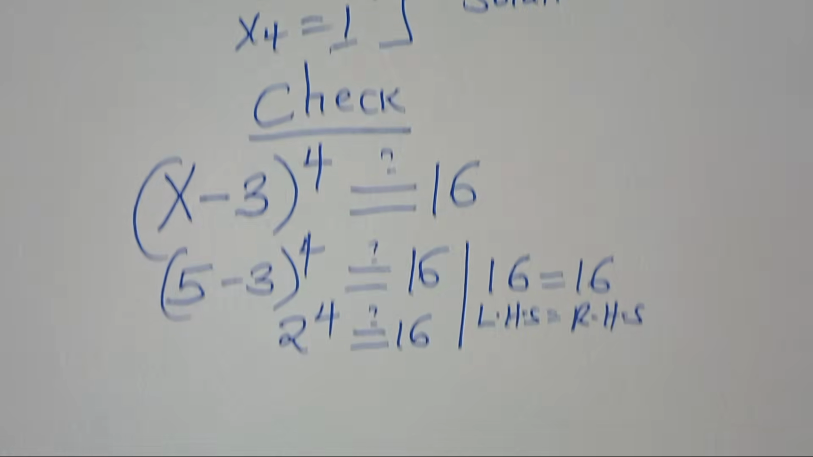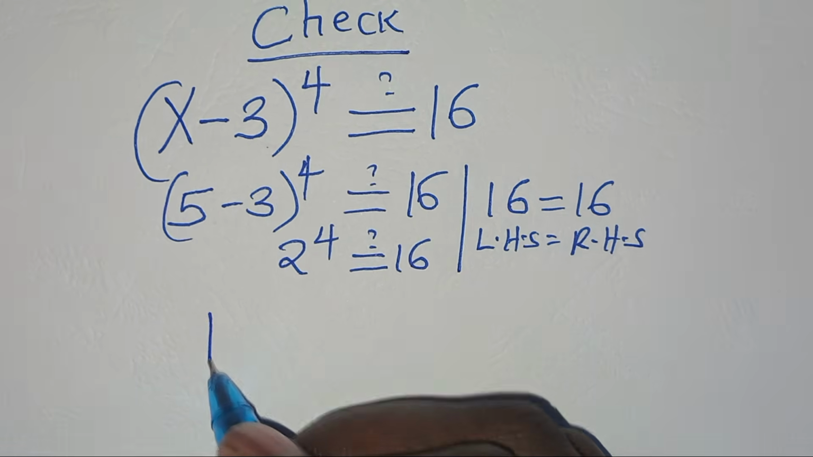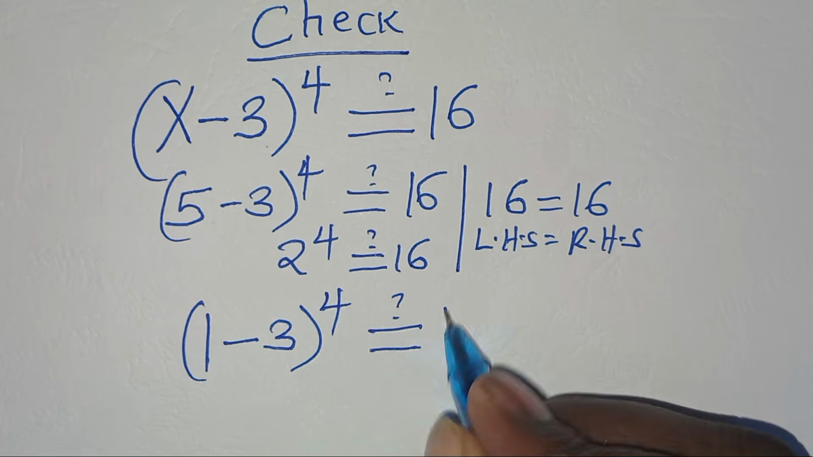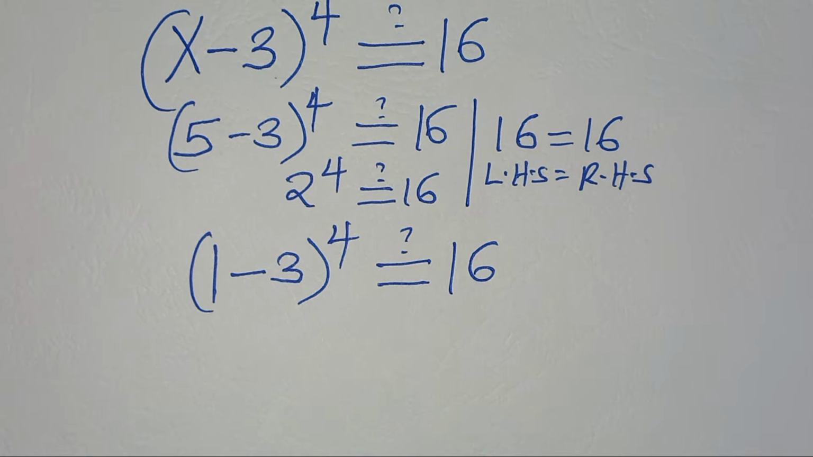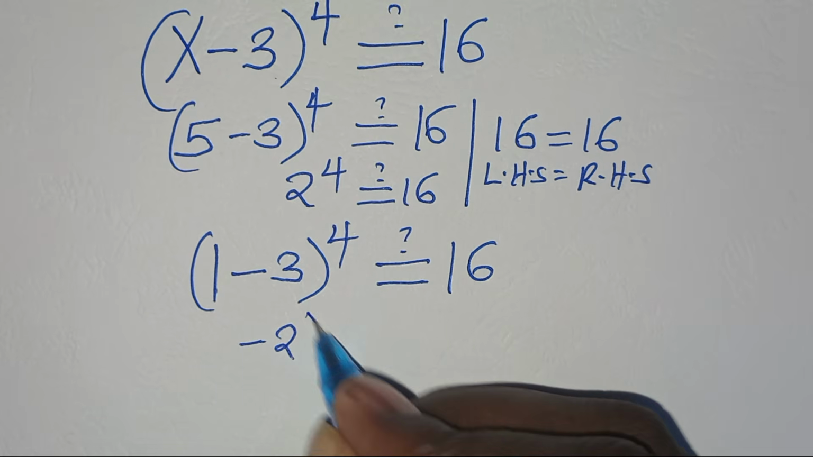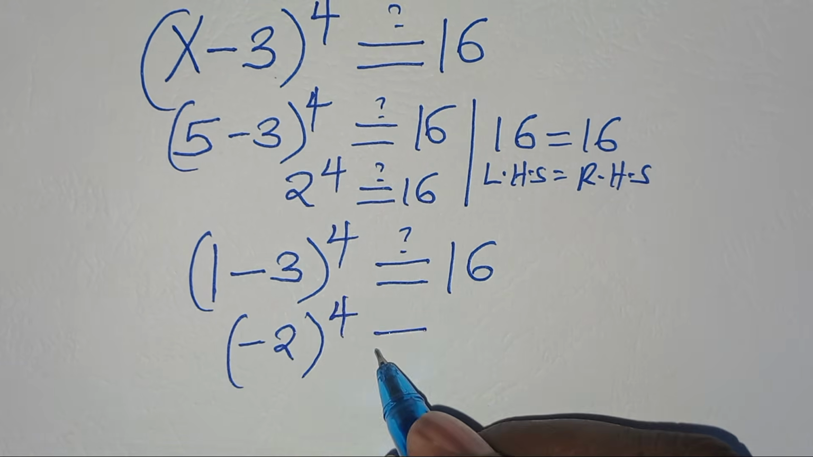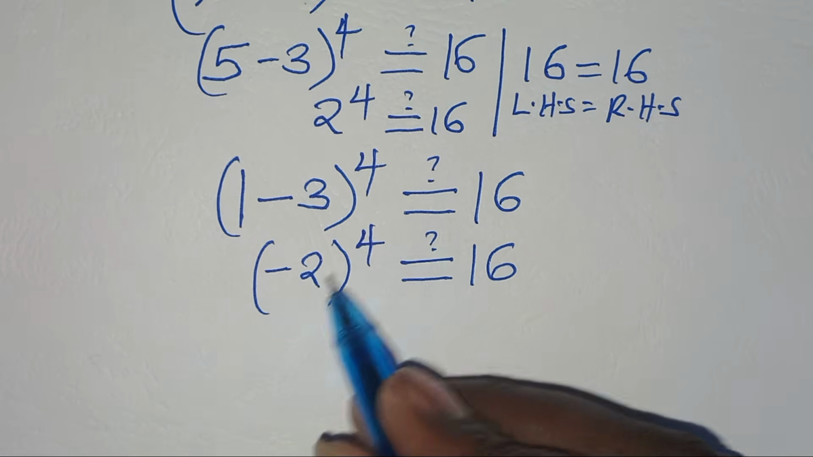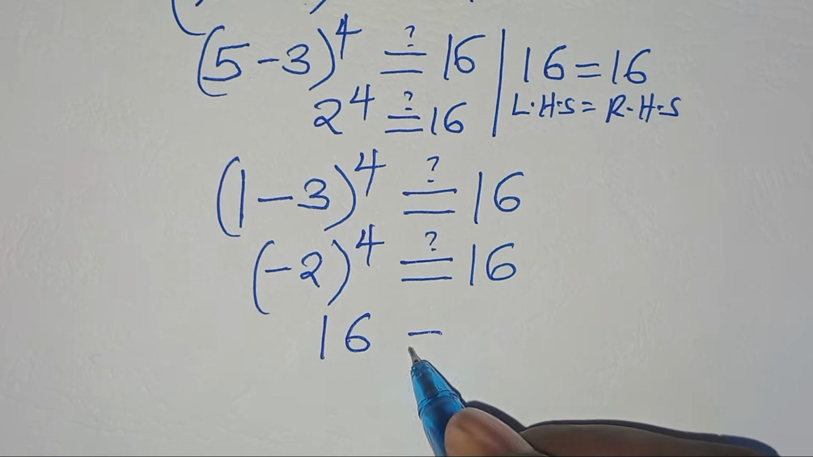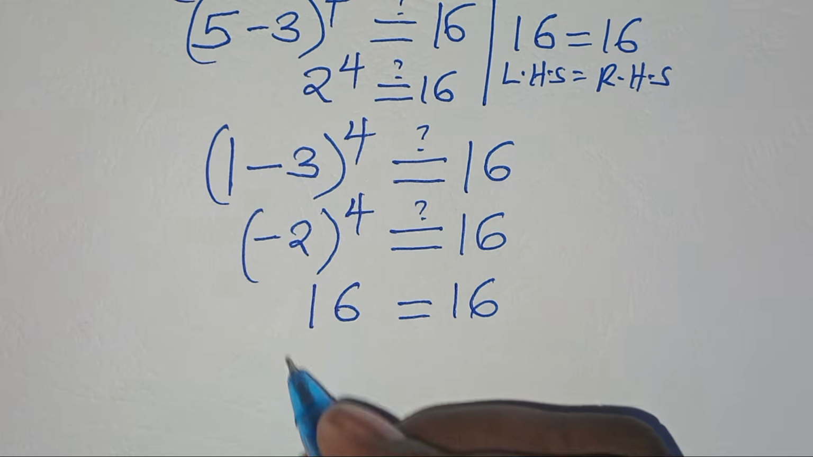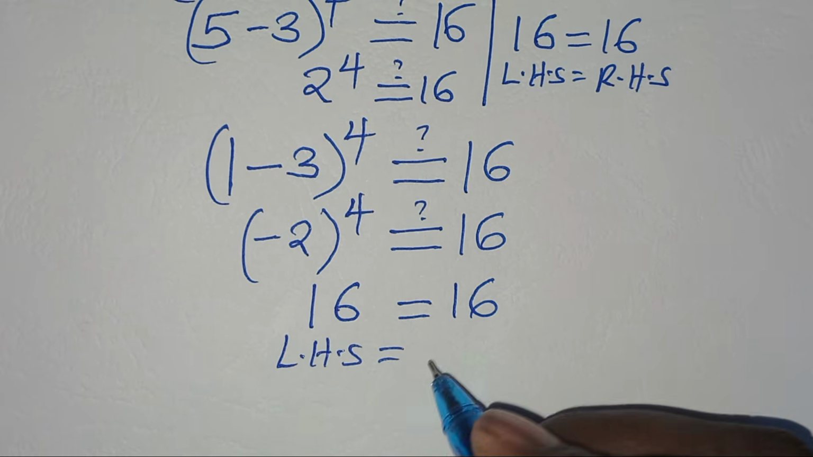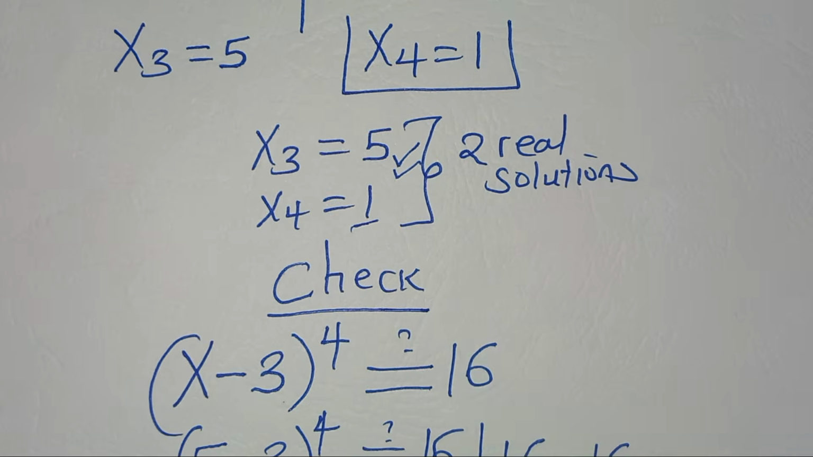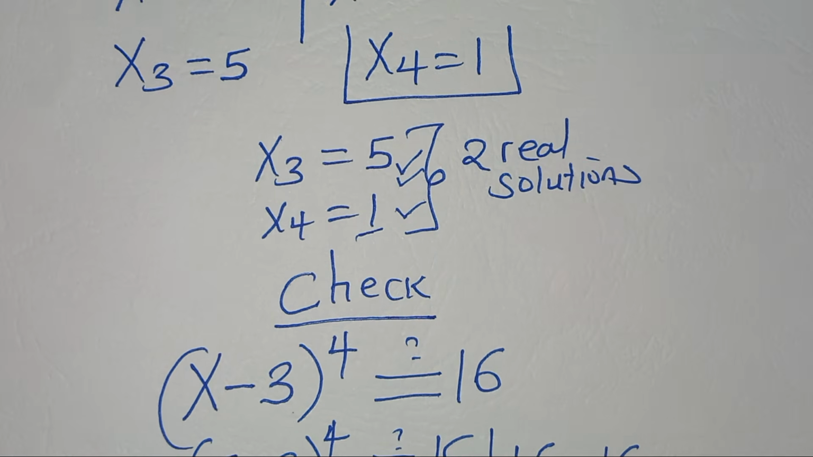Let's check x4. We have x4 is 1, so this is 1 minus 3 raised to the power of 4. This is supposed to give us a value of 16. So 1 minus 3, this is negative 2 raised to the power of 4. So we have negative 2 to the power of 4. This is 16, which is equal to 16. So the left hand side is equal to the right hand side. And this affirms that x4, which is 1, also satisfies the equation.